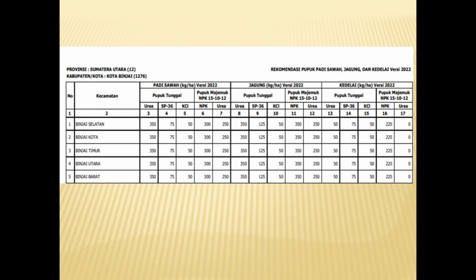For corn, we can use single fertilizer or compound fertilizer. For soybean, we can use single fertilizer or compound fertilizer. It means that both user and farmer can already choose which recommended fertilizer to use. If single fertilizer is used, here is the dose; if compound fertilizer is used, here is the dose.